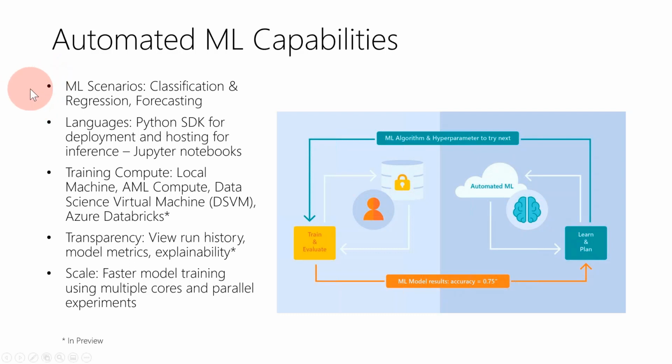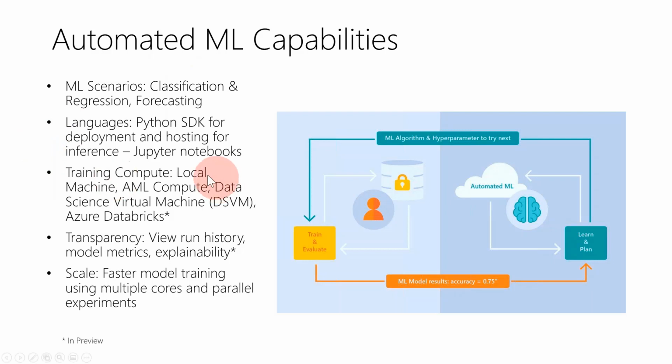So the ML scenarios include classification, regression, and forecasting. Someone asked me in the last hour about time series, and I see it right here in the forecasting. So the language is Python. There's a Python SDK for deployment and hosting for inference on Jupyter notebooks, and that's for the automated ML. Someone asked me earlier about ML.NET, and for which you need to use Nimbus. So that's separate. It's starting to get complicated.